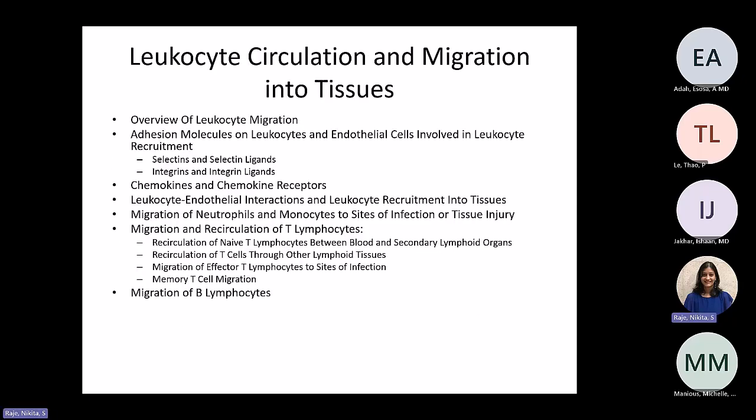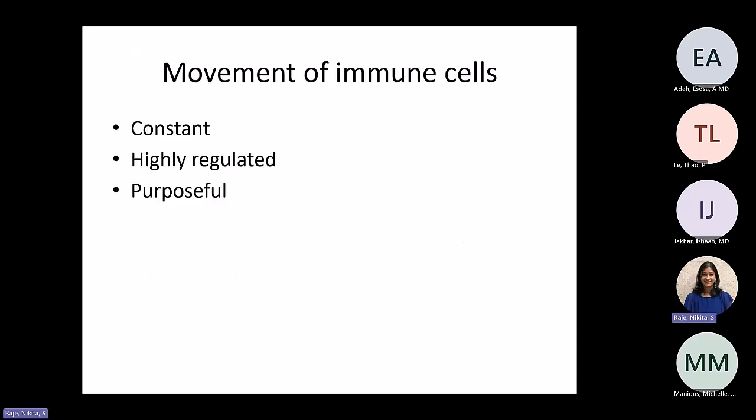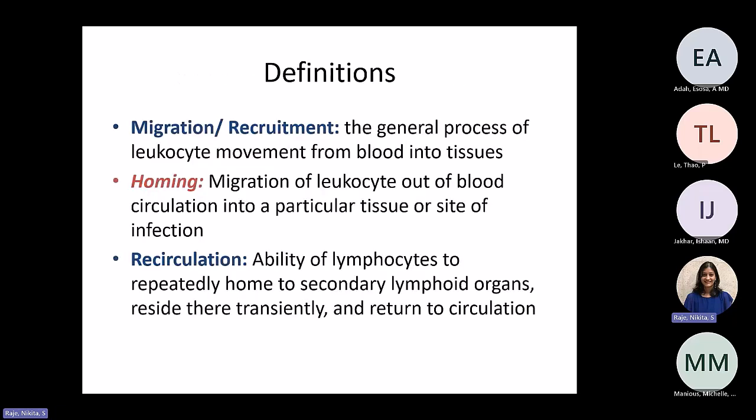Here's today's outline. Several topics here. We'll get started with overview of leukocyte migration. So, as we know, the movement of immune cells is constant. It's also highly regulated, and it's actually purposeful. It's not that the immune cells are just kind of moving from one place to another or just flowing through. There is a purpose to it, and based on that purpose, the movement is very, very regulated. So we want to know how it's regulated and why it's regulated.